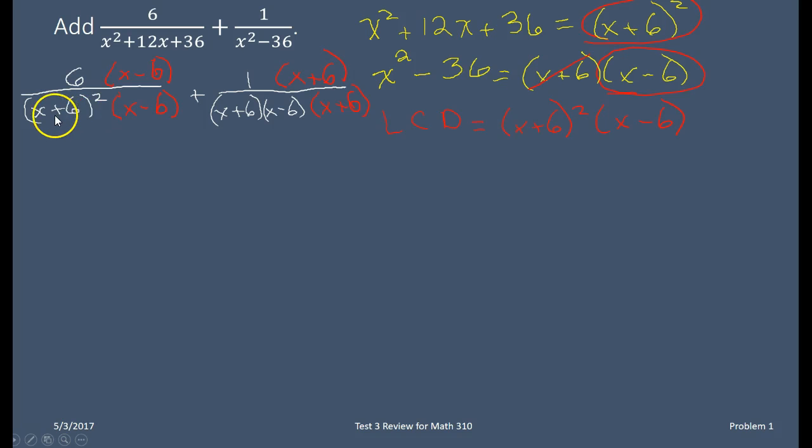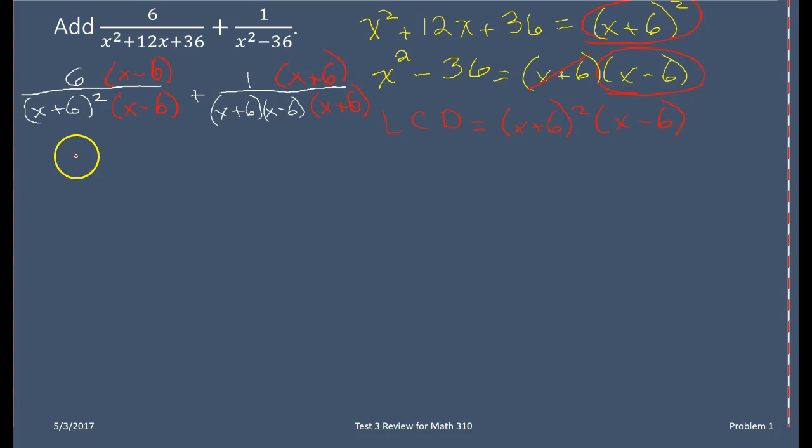And if you look at this, you'll see that x plus 6 squared is the same thing as x plus 6 times x plus 6. So distributing the 6 in the first term, we have 6x minus 36 plus, and then the 1 is just x plus 6, all of that over x plus 6 squared times x minus 6.